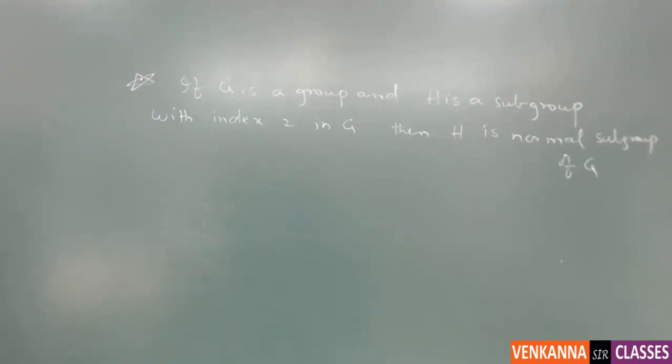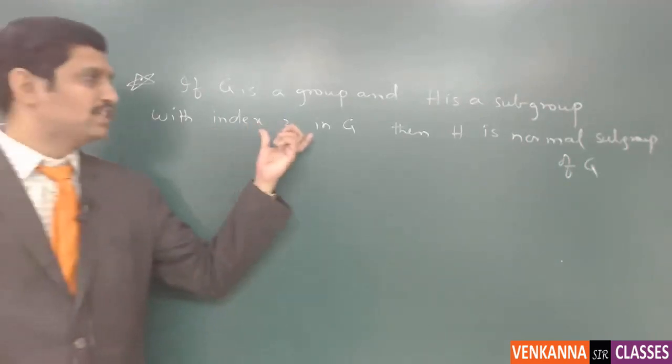So you take a group G and H is a subgroup with index 2 in G. So we have to show that H is a normal subgroup of G. That is the statement. So please take a note of this statement.